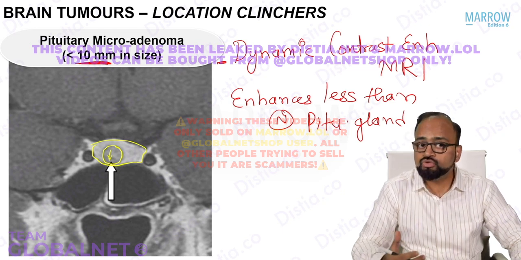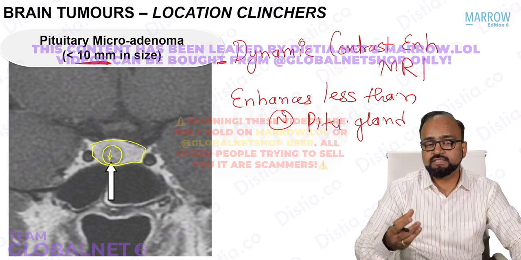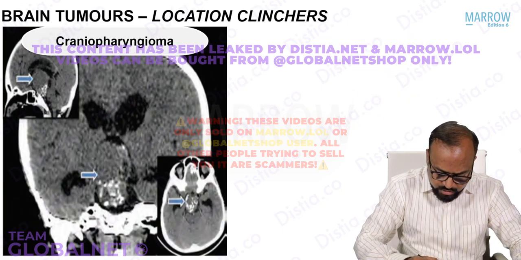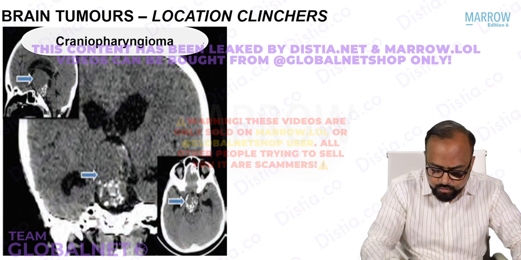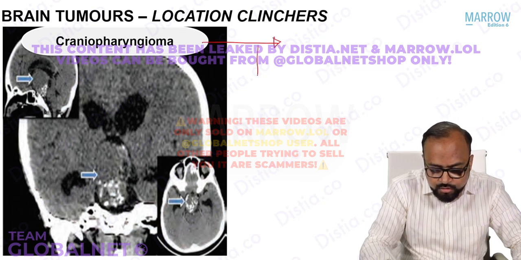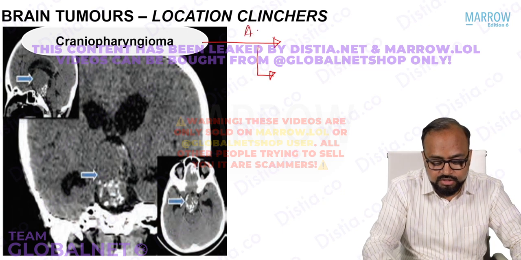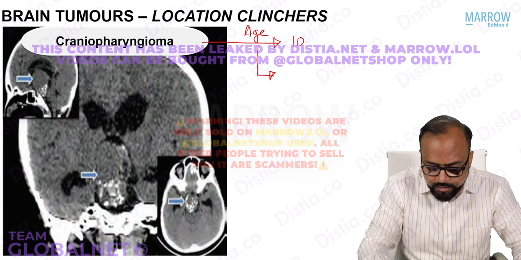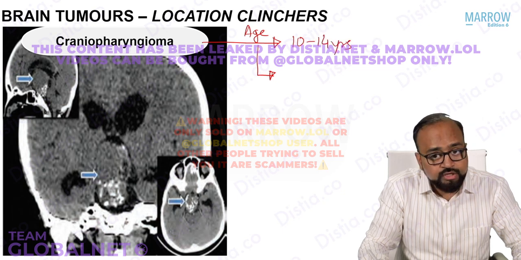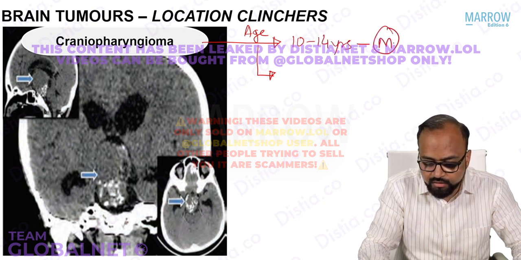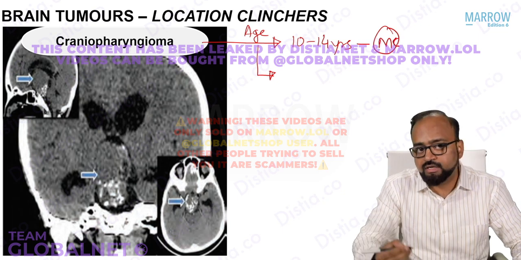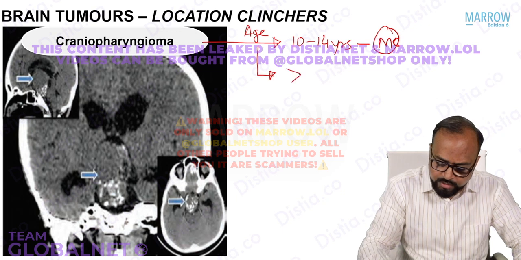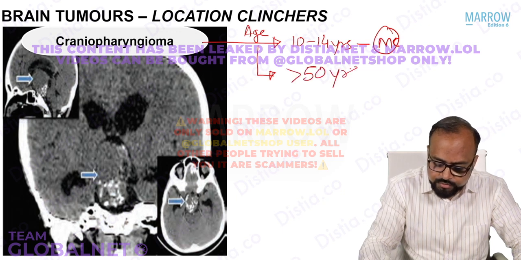Now we discussed the most common lesion found in the sellar and parasellar region in children. What is it? It is craniopharyngioma. Though I have said it is commonly seen in children, craniopharyngioma actually has two peaks related to age of presentation. Firstly, it can present between 10 to 14 years, which is the most common presentation pattern of craniopharyngioma. Or it could also sometimes present after 50 years.